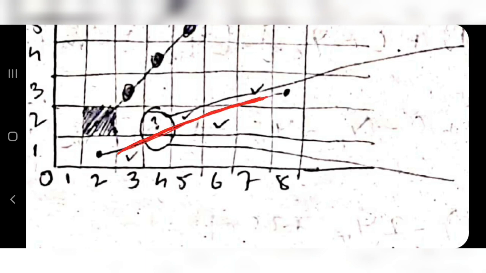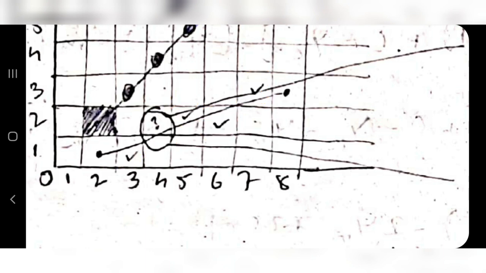As you can observe carefully in this line, at this point this pixel will be covered, because the red line is passing through it. This pixel also will be covered, and this will be covered here, and this here. So all the pixels will be covered in this fashion, but the remaining pixel present here cannot be covered in this way or this way. That cannot be decided easily.